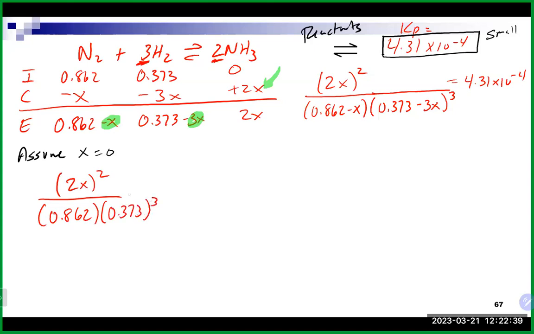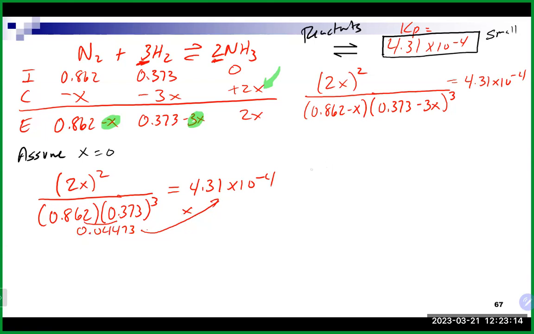Once again, we still need to cube that number, and that equals 4.31 times 10 to the minus 4. That looks a lot better to try to solve than the previous one. So here we're going to multiply these guys together, and that's going to give us 0.373 cubed times 0.862. That gets us something like 0.04473. We're then going to multiply that number to the other side.